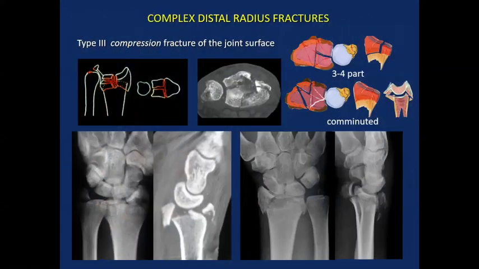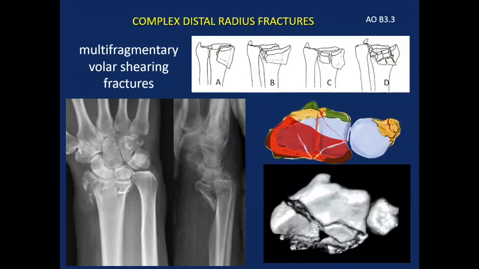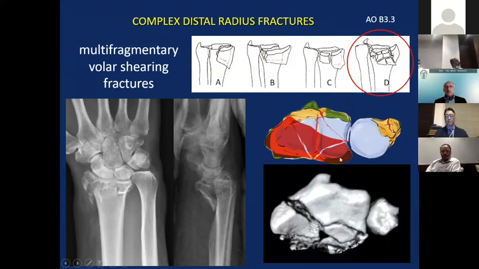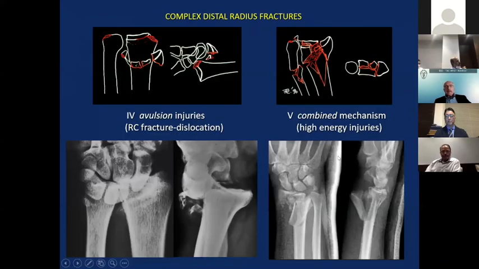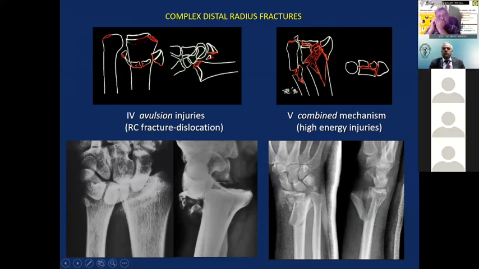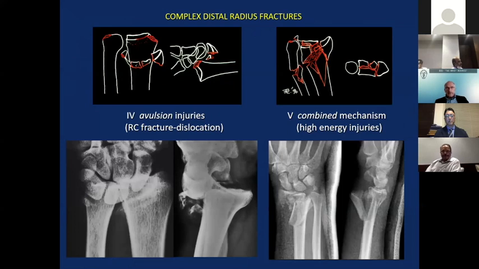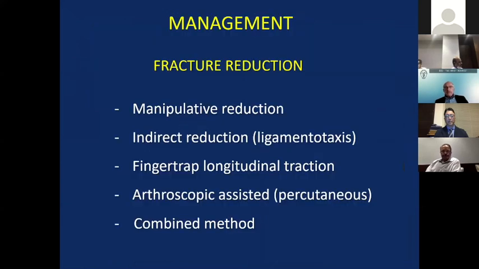So what we're going to talk about is the management of the compression fracture of the joint surface, 3-part and comminuted. The multifragmentary volar shearing fracture, as you can see here, which is very problematic because actually it includes this volar ulnar fracture. And again, as I said before, the radiocarpal fracture dislocations and the combined injuries, high energy. So how do we manage these?